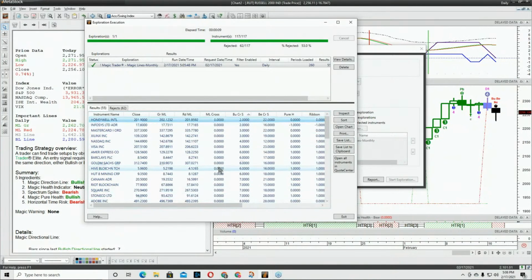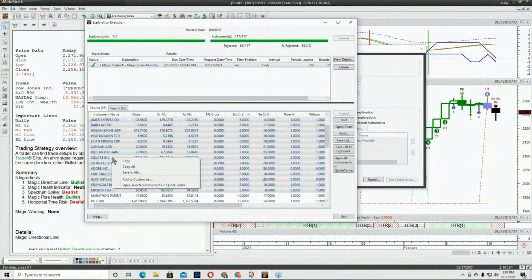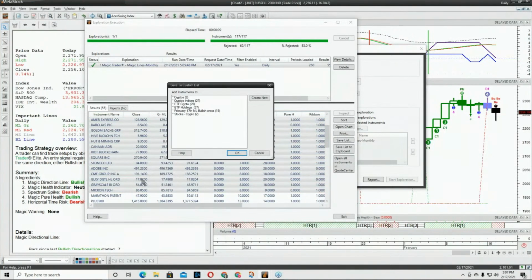So just real quickly, I'm going to choose everything that went bullish within the last 8 bars. I'm going to select the first one, Honeywell, and go down to Micron Tech, making a list of just the ones that have been bullish in the last 8 bars or so. Now that I've got them all highlighted, I'm going to add this to a custom list right here. You'll see I already made this list, there's about 19 of them, and I called it February 17th ML Bullish Cross. You just create the list right here, make a name for it, highlight it, and hit OK.